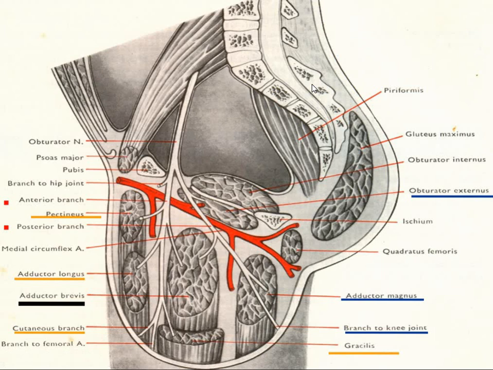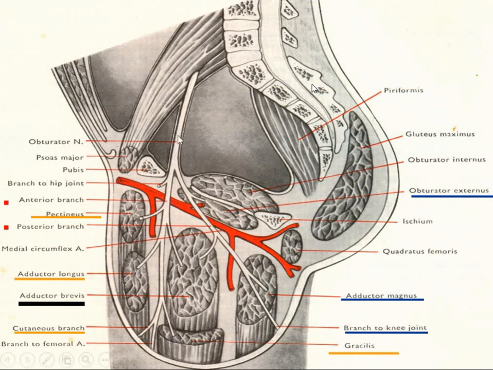Then it will go to the adductor longus muscle, then your adductor brevis muscle, and then it will definitely have some cutaneous branches also. And then medially your gracilis is also present, so it will give branches to the gracilis muscle.